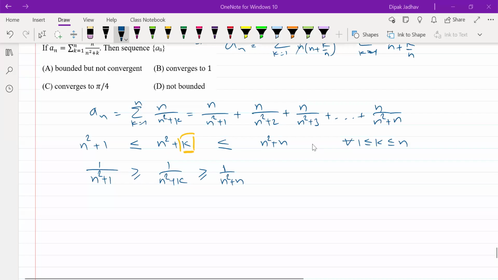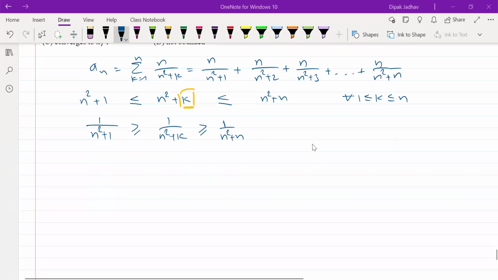And then there is n in the numerator, so you multiply by n throughout. You have n by n square plus 1 greater than or equal to n by n square plus k greater than or equal to n by n square plus n. Is it okay? If I multiply by a positive constant, the inequality remains the same. So we are using several properties of inequality. We get something like this.